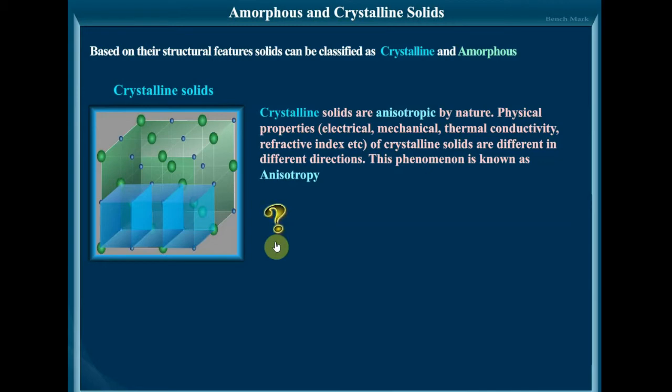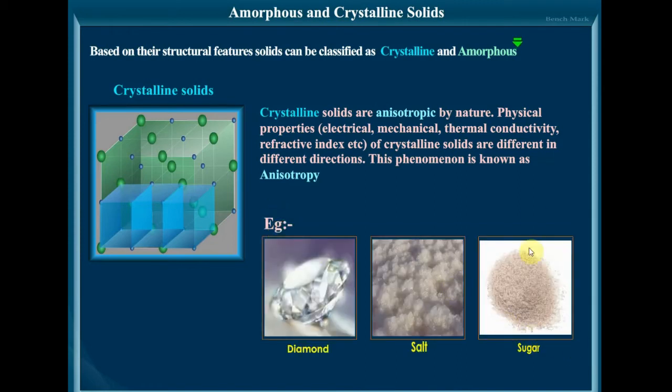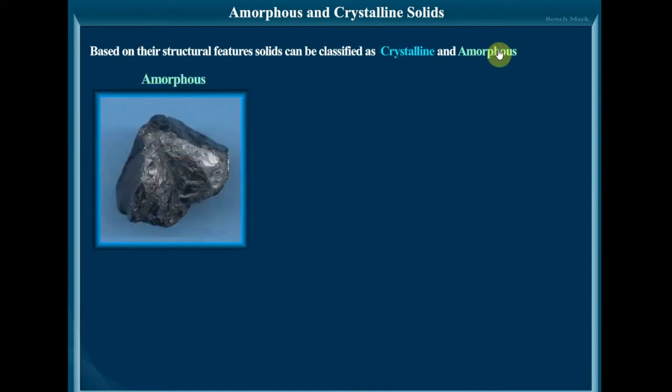The physical properties like electrical, mechanical, thermal conductivity, refractive index, etc. of crystalline solids are different in different directions. And this phenomenon is known as anisotropy. Examples of crystalline solids are diamond, salt, and sugar. Next is amorphous.